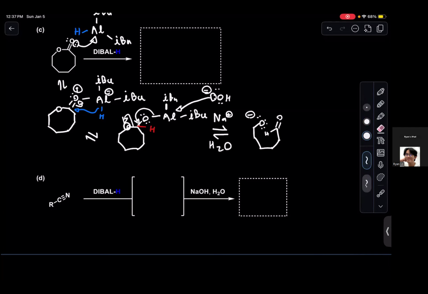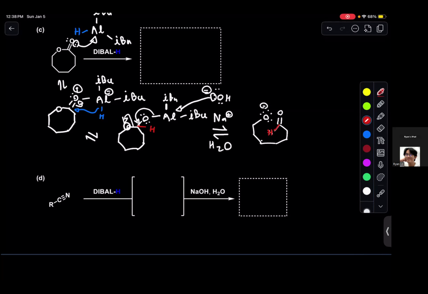I'm missing a carbon. Oh no. We gotta be very, very careful. Even I screw up carbon counts. Go ahead and make this H real quick.